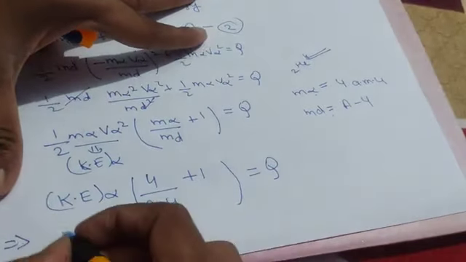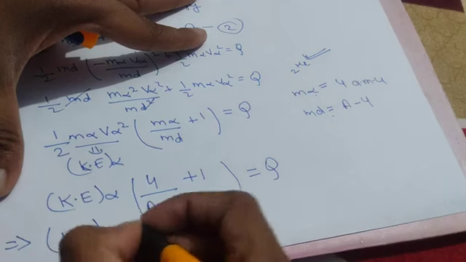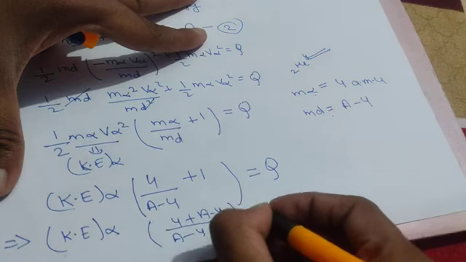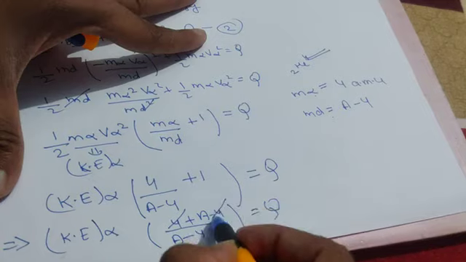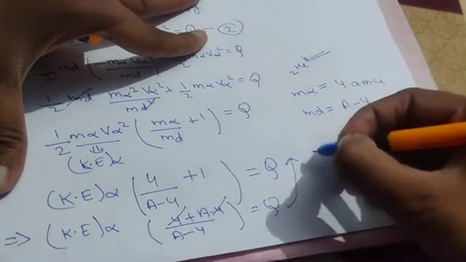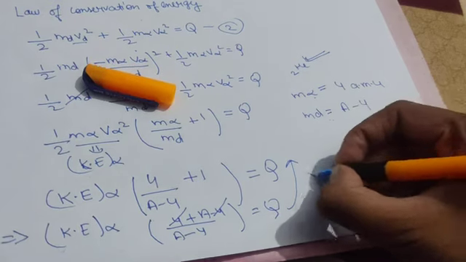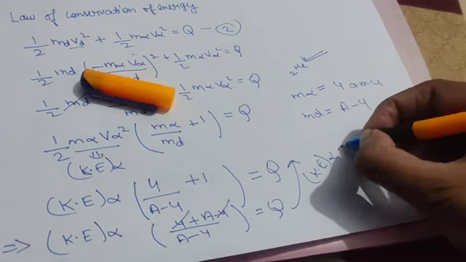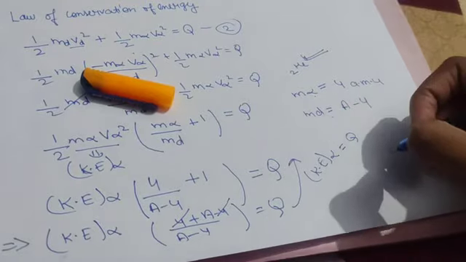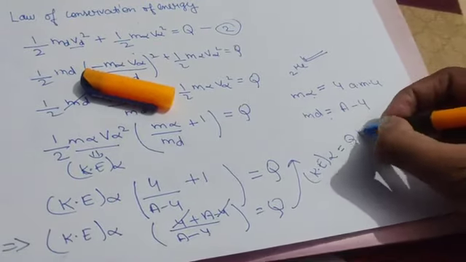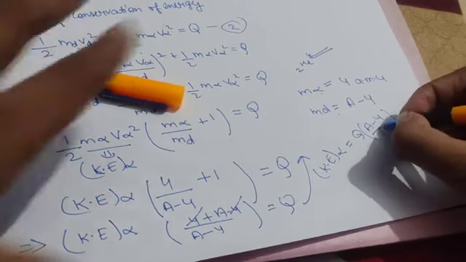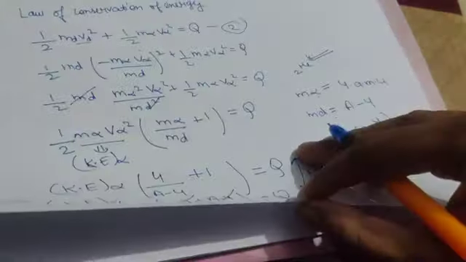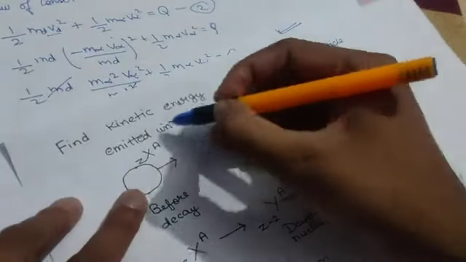Here I am simplifying. KE, the kinetic energy of alpha, times A minus 4 plus 4 over A minus 4 equals Q. So the 4 will get cancelled, and shifting this to the other side, the kinetic energy of the alpha particle equals (A minus 4) by A times Q. So we found the kinetic energy, and we're done with it.